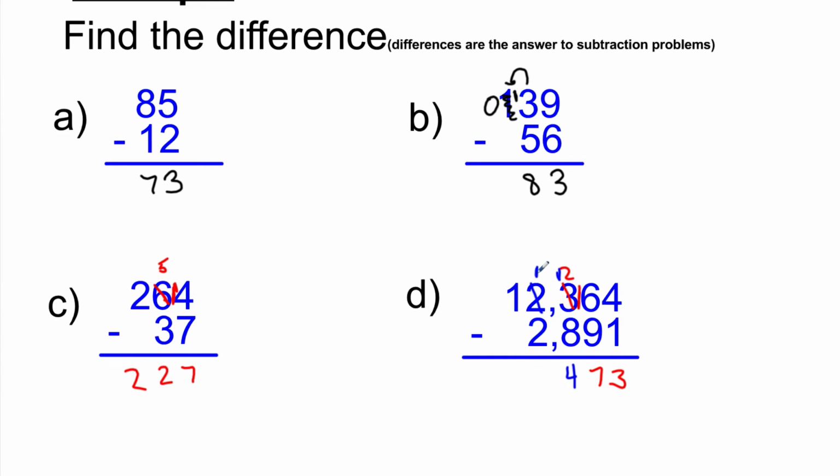Again, there's a problem. Okay, 1 minus 2 doesn't really work, so I'm going to borrow from here, turn it into a 0, and this is going to become 11. 11 minus 2 is 9, and so there's my answer, 9,473.